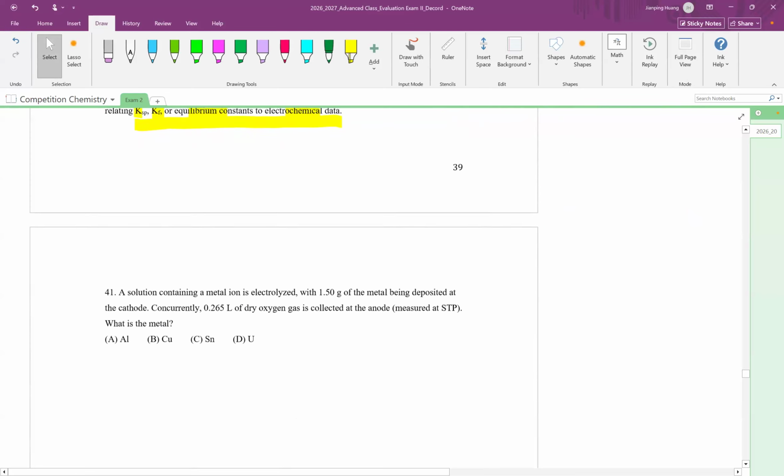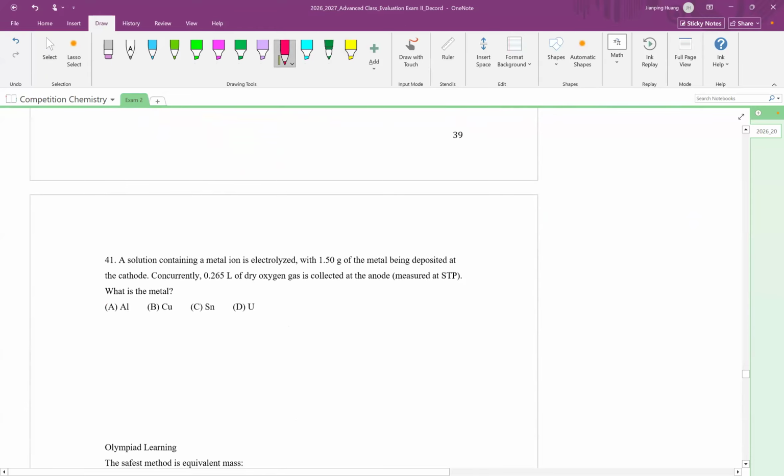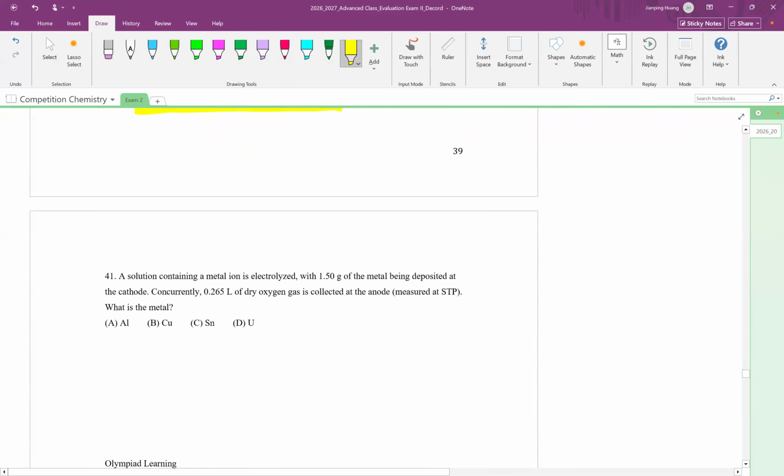Go to the next one. I like this year's electrochemistry design. This one also is very good. Look at the question. STP 22.4, so we can simply find the moles of hydrogen if it is dry. If not dry, you need to subtract the vapor pressure from the partial pressure. Now, they can make it more complicated. They said you have 1.5 grams of metal deposited on the cathode. In this case, the reaction is related to electrolysis.